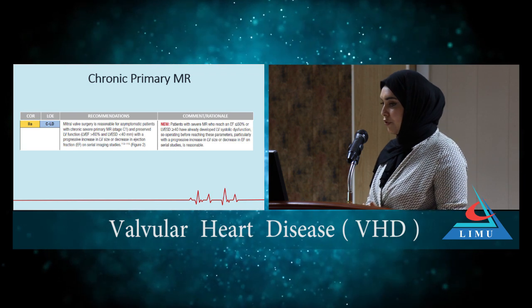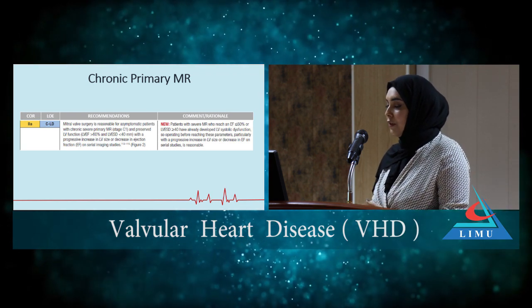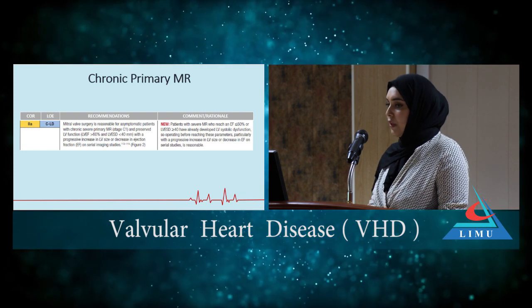The new guideline regarding chronic primary mitral regurgitation is that mitral valve surgery is now reasonable for asymptomatic patients with chronic severe primary mitral regurgitation. The class of recommendation is class 2A and the level of evidence is CLD.